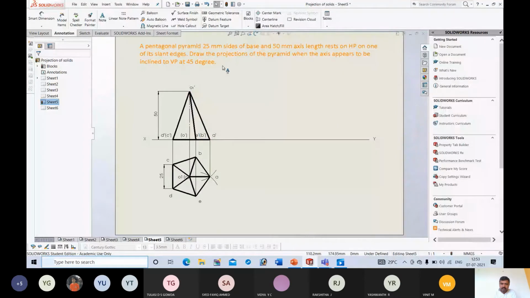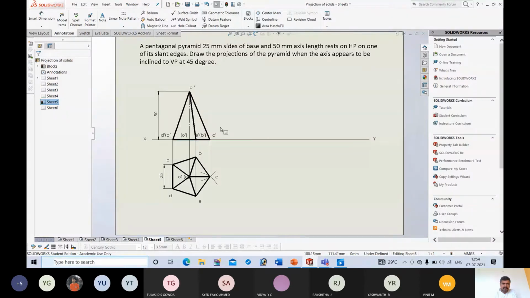So here it should rest on one of its slant edges, so that means I should consider only one slant edge. If I take the resting corner towards the right, I will get one slant edge towards the right. Or else if I take the side towards the right, this slant edge will be towards the left. So that's why, in the case of resting on one of its slant edges, consider the corner towards the right. So in the second position, we should tilt this front view in the clockwise direction, such that this A dash and O1 dash will be on the XY line. Resting on HP on one of its slant edges means this slant edge should be on the XY line in the front view.